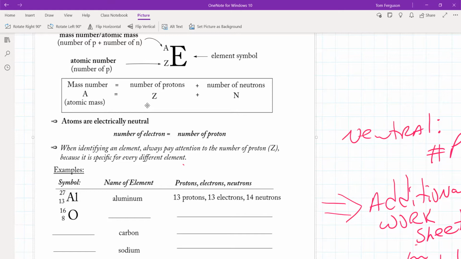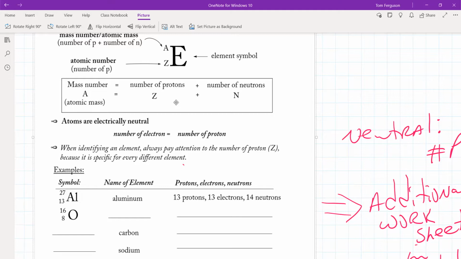If we change the number of neutrons and keep the protons the same, the element stays the same. Its mass isn't the same though, because we have extra neutrons or fewer neutrons. Again, we cannot change the number of protons because that will change the element.